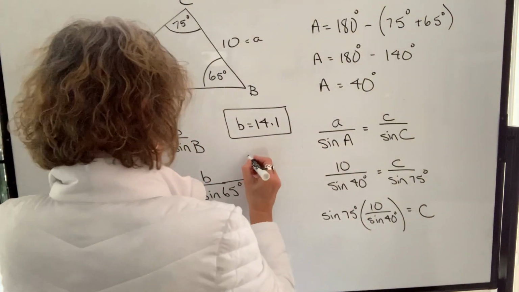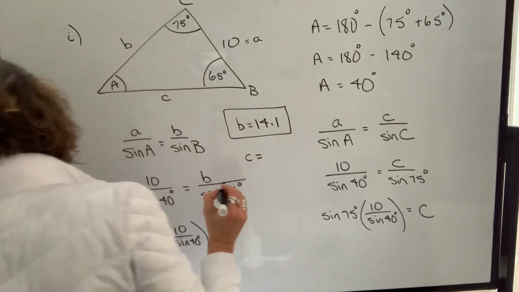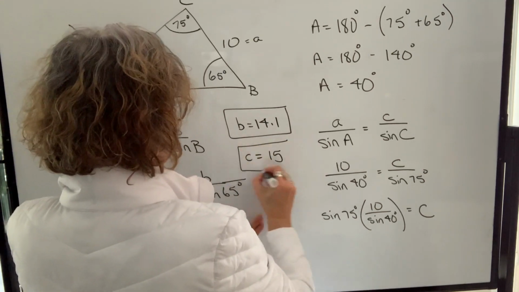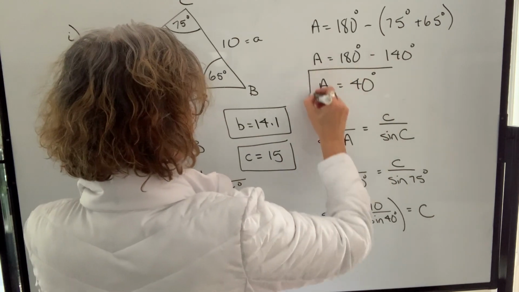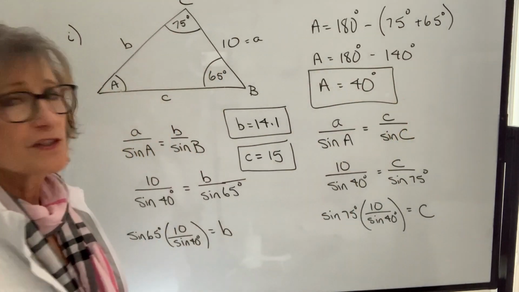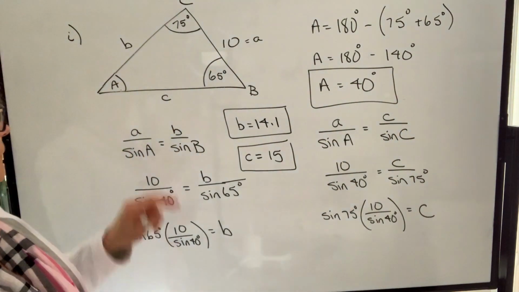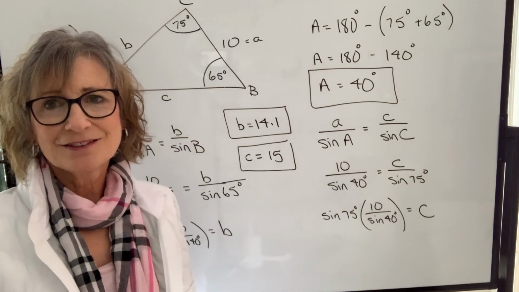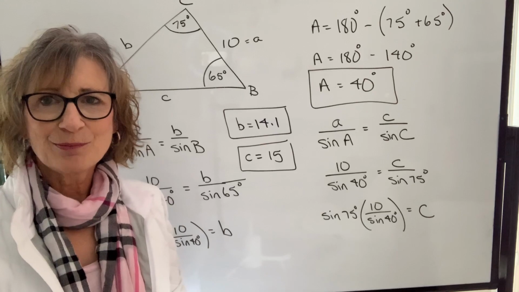When I calculate this, I get a length of 15. So I have solved that oblique triangle. I found the missing angle and the two missing sides using the law of sines. Let's take a look at another example.